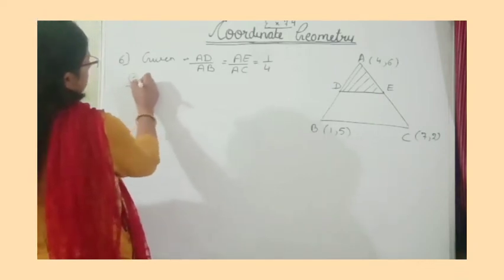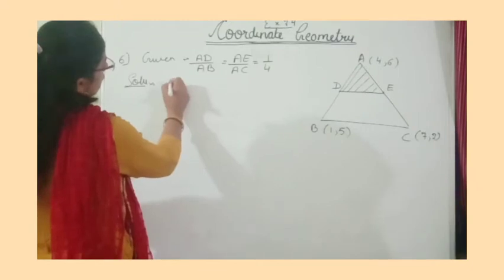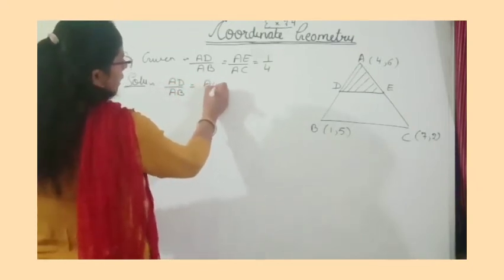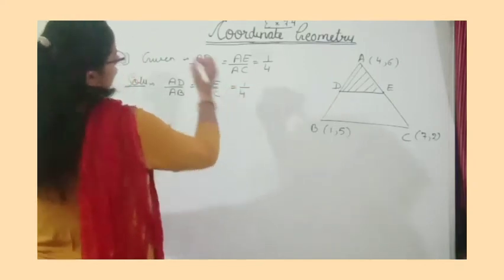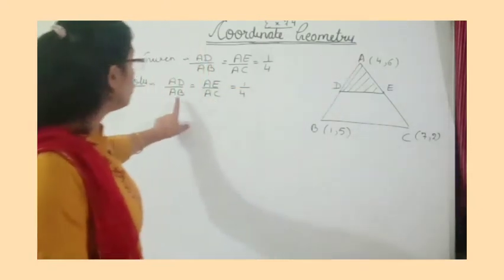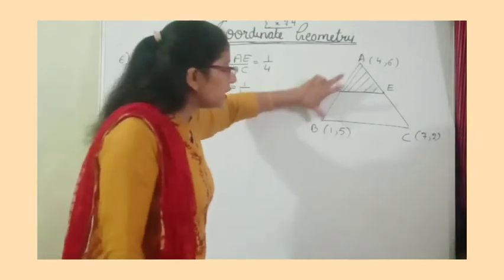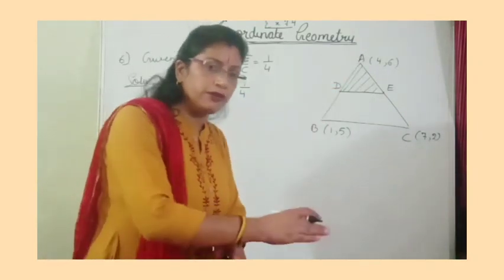Solution. So I am writing what is given to you. AD upon AB is equal to AE upon AC is equal to 1 upon 4. This is given to you. Now AD we want, but we don't want AB. We have to change AB. What do we bring in place of AB? DB. So whatever has to be changed, we send to the numerator.